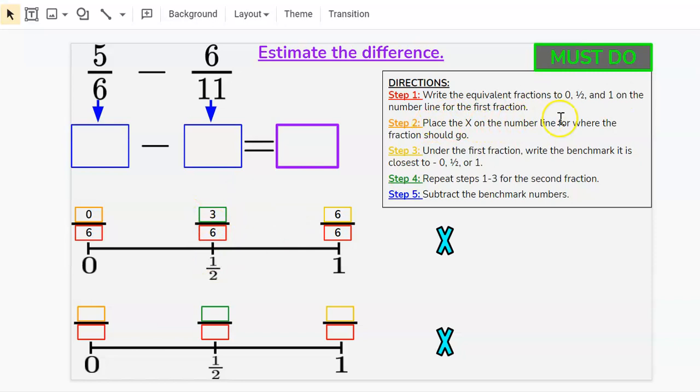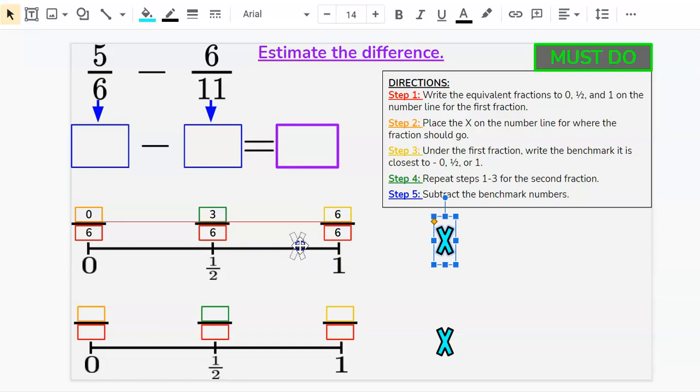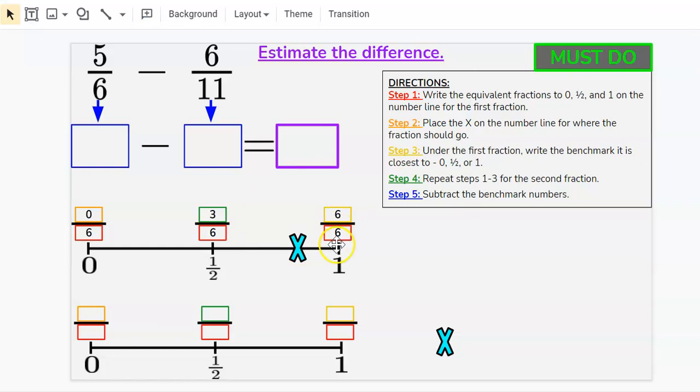Then it says place the X on the number line for where the fraction should go. So this time I'm just going to look and see where do I think this should go. I'm placing 5/6. I know that's bigger than 3/6, but smaller than 6/6. When I do that, I would kind of think to myself and envision that on here. So if this is 3, 4 might go right here, then 5, then 6. So it would go right about here. Once I've placed that X, I know that 5/6 is closer to 6/6 than it is to 3/6.